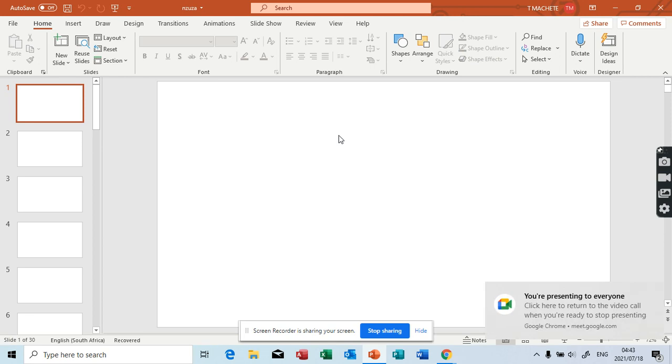Okay, sure. You can see the screen again even now.